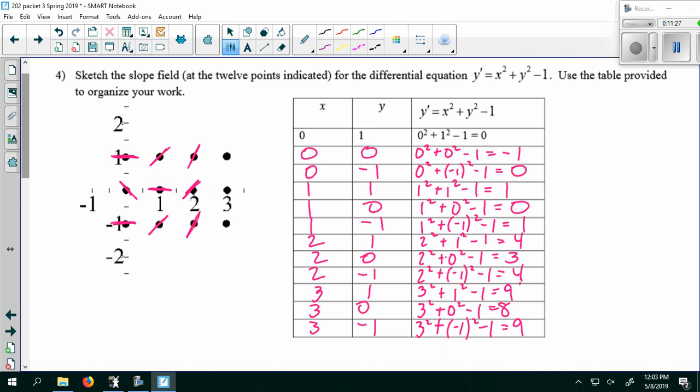And moving on to the 3's. At (3, 1), the slope is 9, very steep. At (3, 0), the slope is 8. It's going to be hard to tell the difference here. And at (3, -1), the slope is 9 again.